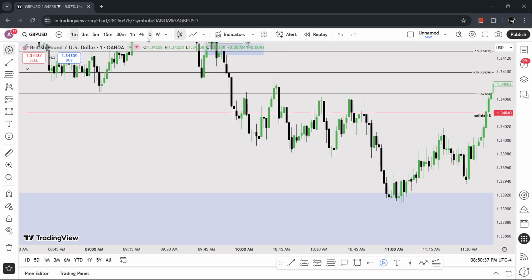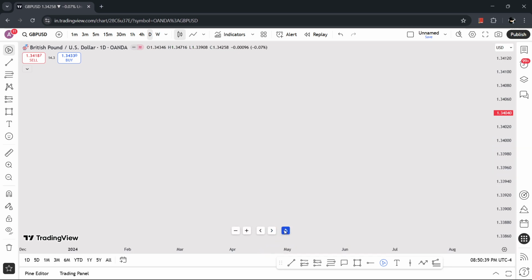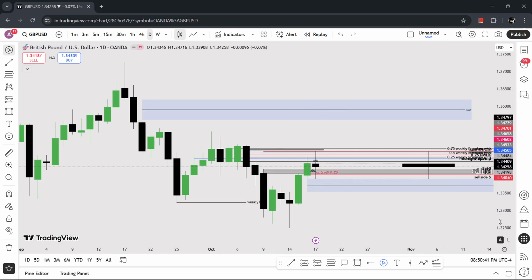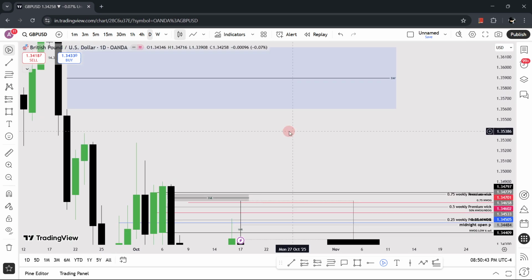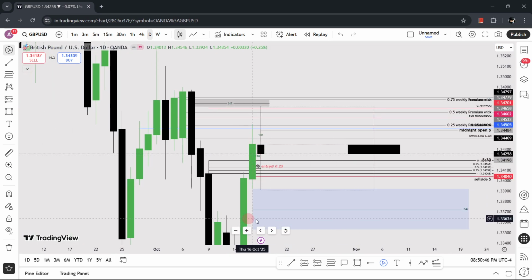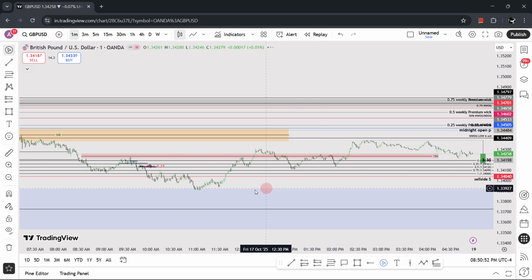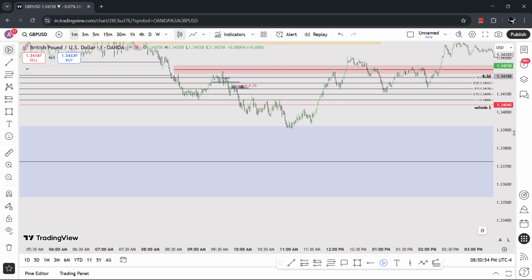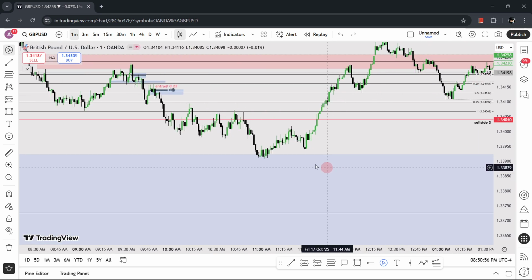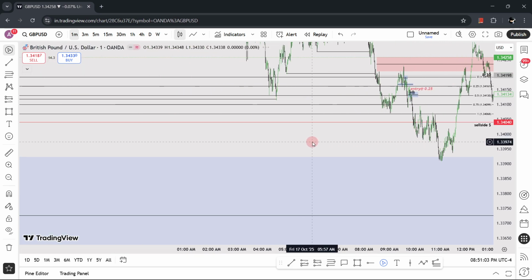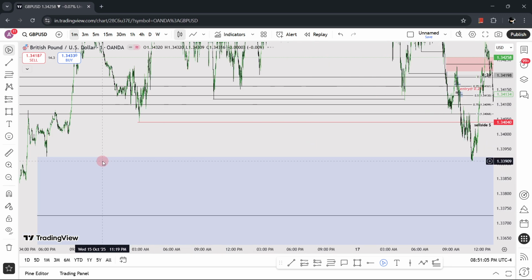I told you there was a daily fair value gap down there, right? This particular one. The market came all the way up to where? Where did it go? The body kept just touching it, then started to go up. That is that low there.